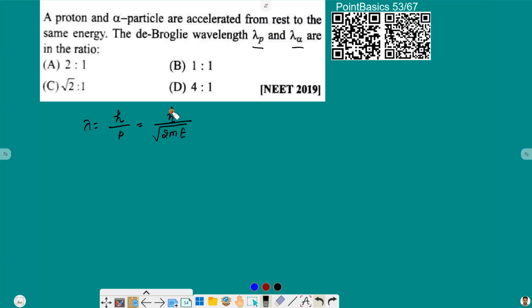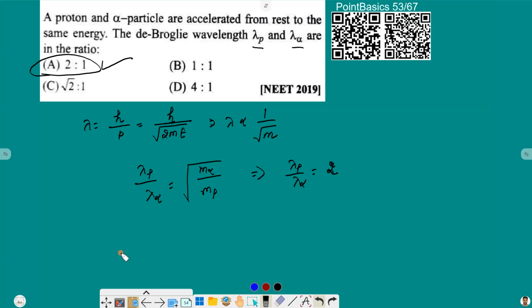Okay, h is constant, E is constant, 2 is constant, so basically lambda is proportional to 1 by under root of m, and from this, lambda of proton by lambda of alpha will be equal to under root mass of proton by mass of alpha particle. Now alpha particle has a mass 4 times the mass of proton approximately, so lambda p by lambda alpha will be equal to root 4, and that is basically 2. So their ratio will be 2 to 1, and that is option A for us.